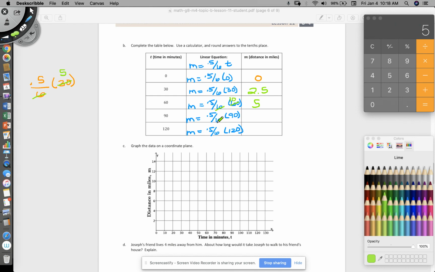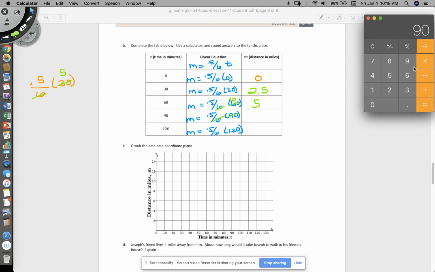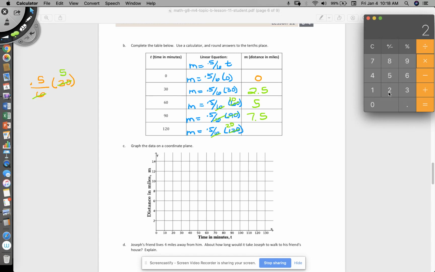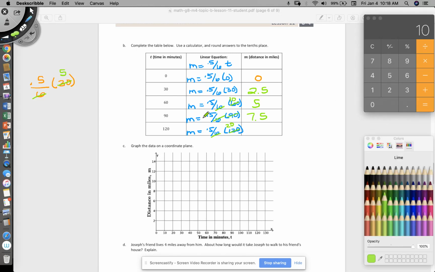Okay, let's do the next one. 6 into 90. Now let's just imagine you didn't know and you needed to use your calculator. That's no problem. You just say 90 divided by 6, and that gives me 15. Now I'm going to do 15 times 0.5, and that gives me 7.5. So that's how you use your calculator to help you in these types of problems. You have to make sure you're using the calculator correctly. All right. And then we have 6 goes into 120 20 times. So on our calculator, we're going to say 0.5 times 20 is going to give me 10.